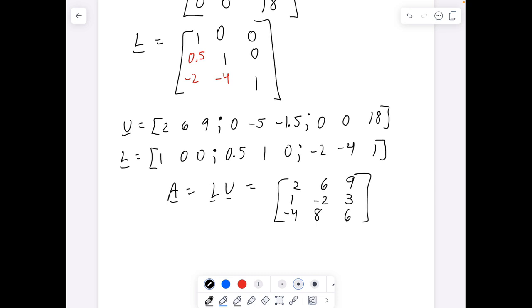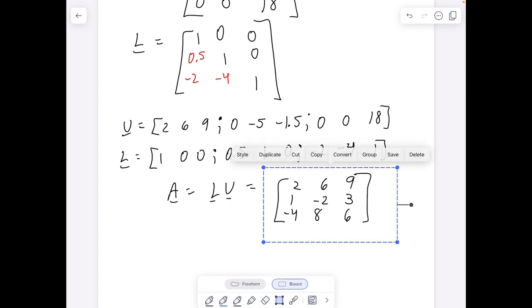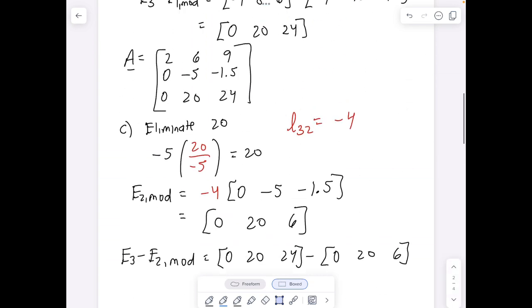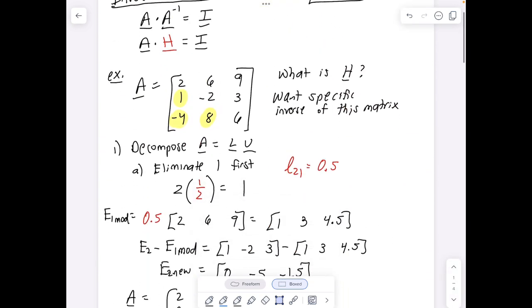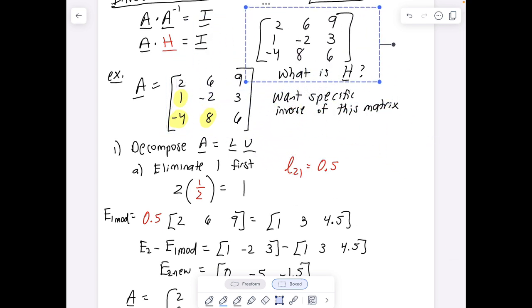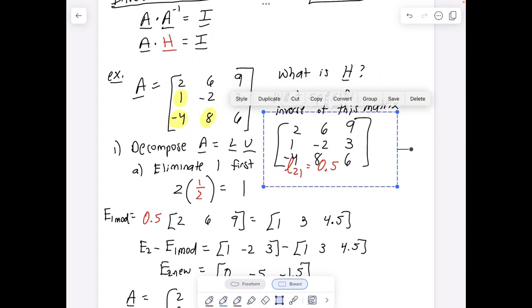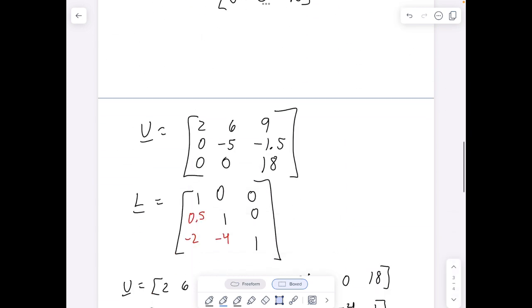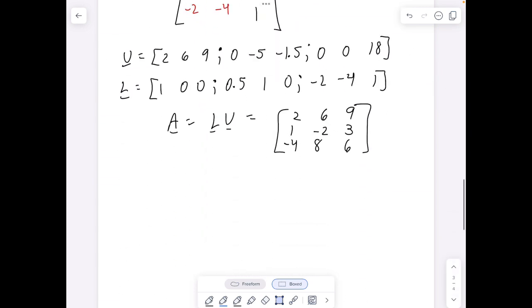So let's double check that this actually works. Let's copy this, and come up to the original matrix. We'll paste it here: 2, 6, 9, 1, -2, 3, -4, 8, 6. Perfect. So our L and U is correct. Cool.